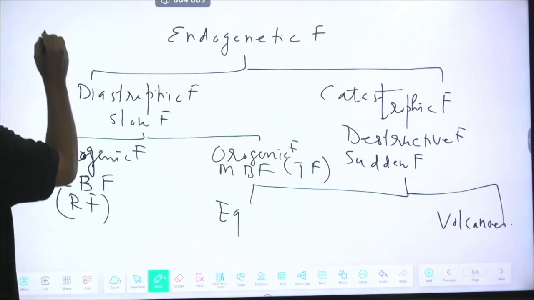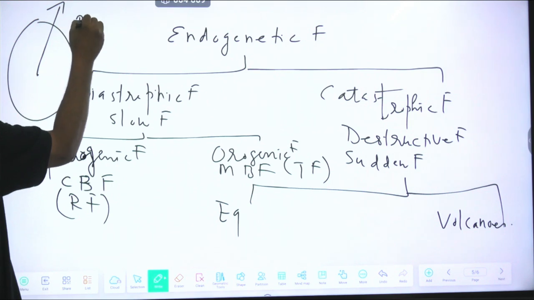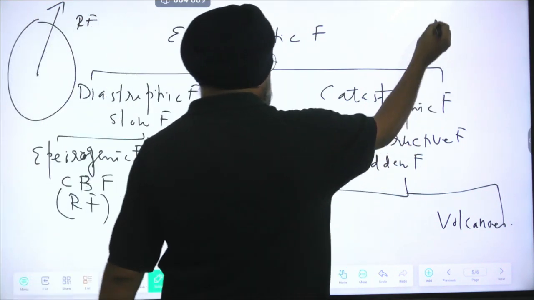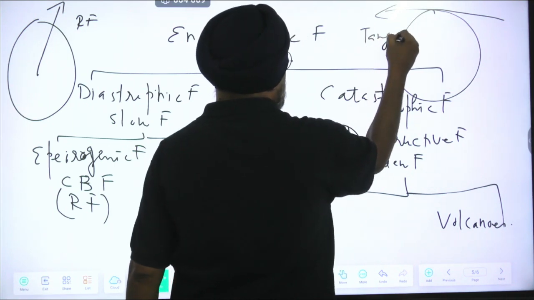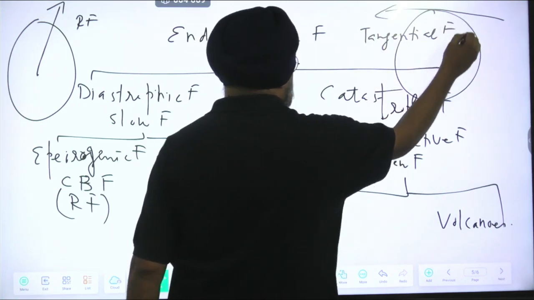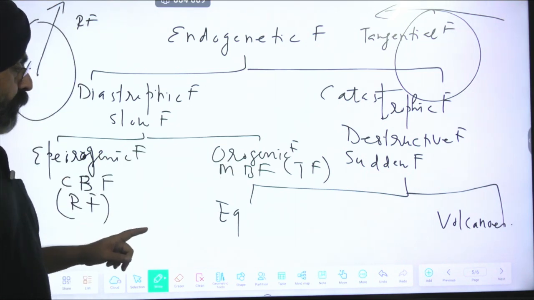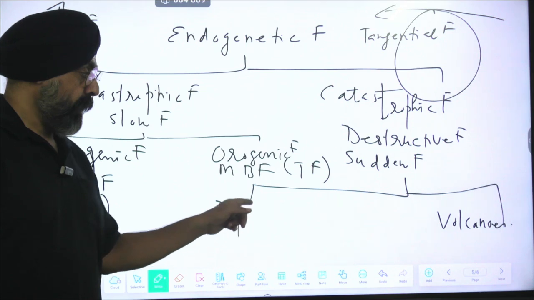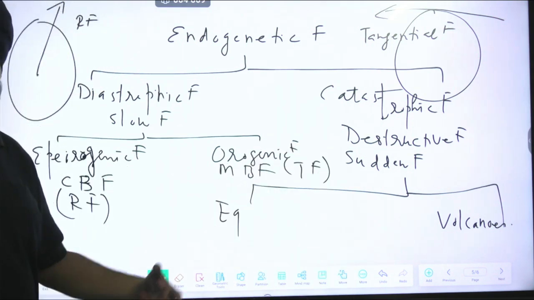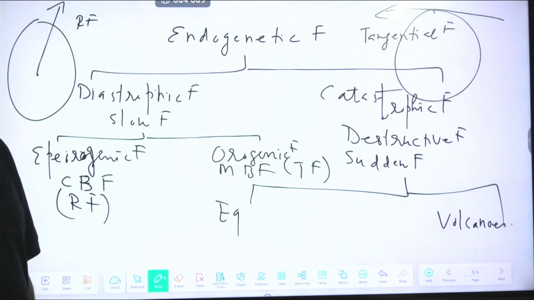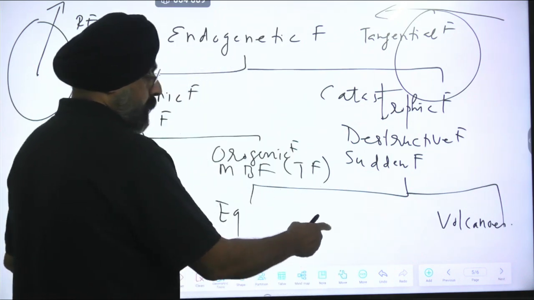Radial forces, somewhat like this. If the force is working like this, it's a radial force. If the force is working like this, it's the tangential force. One is the mountain building force, the other is the continental building force. First, we are going to come to earthquakes and volcanoes, the sudden forces, the destructive forces. We are moving to the next page.